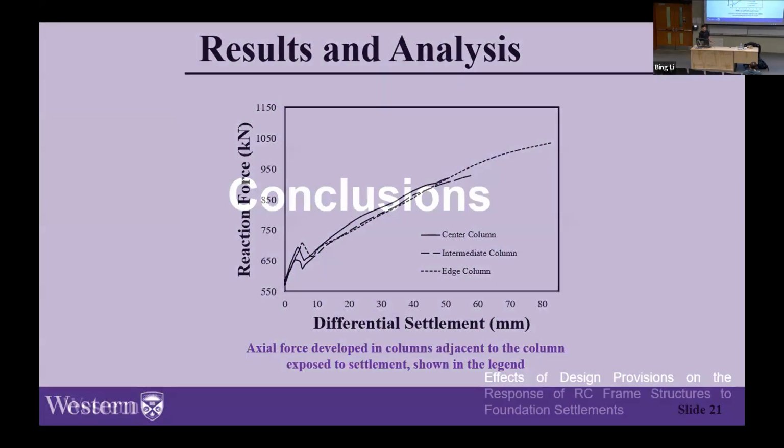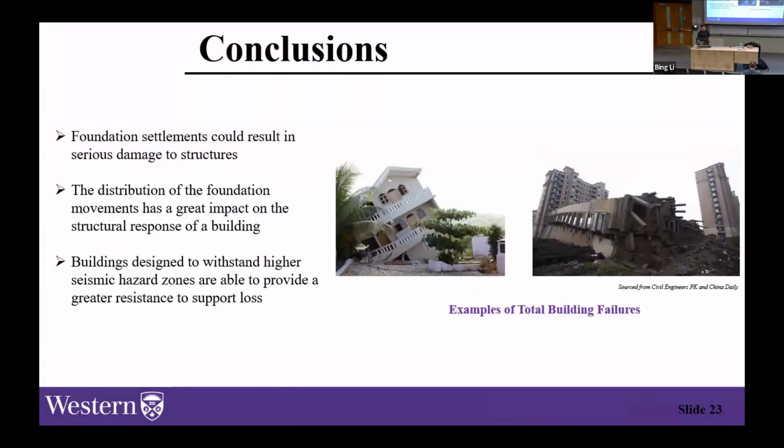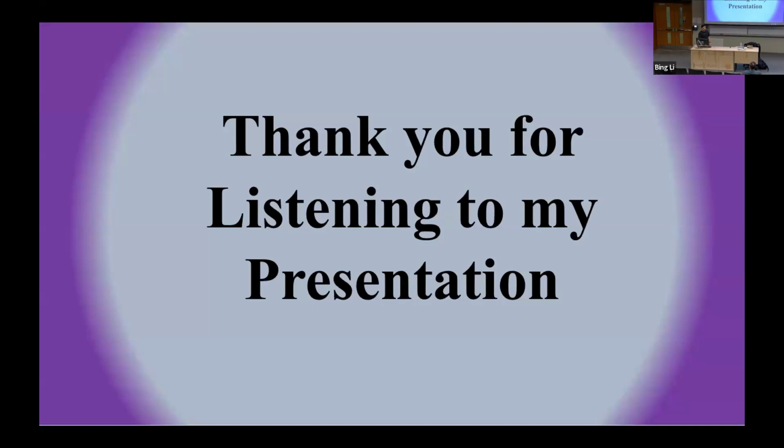So, as we saw, foundation settlements could result in serious damage to structures, and the redistribution within that structure could significantly impact the performance of the overall building. Building codes right now don't have a specific clause for settlement. However, we saw that the seismic provisions had a great effect on that performance. Therefore, we need to understand the seismic hazards and how they can help us in providing a greater resistance for these support losses. So thanks for listening to my presentation. I hope you enjoyed it.